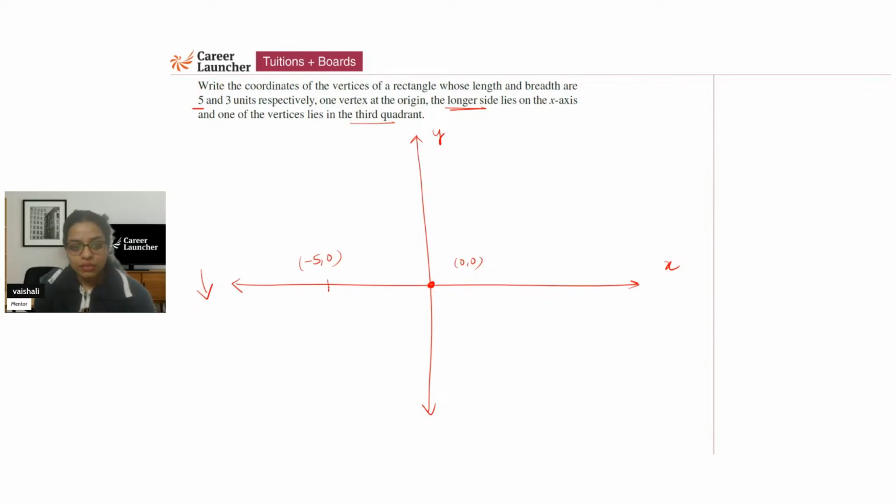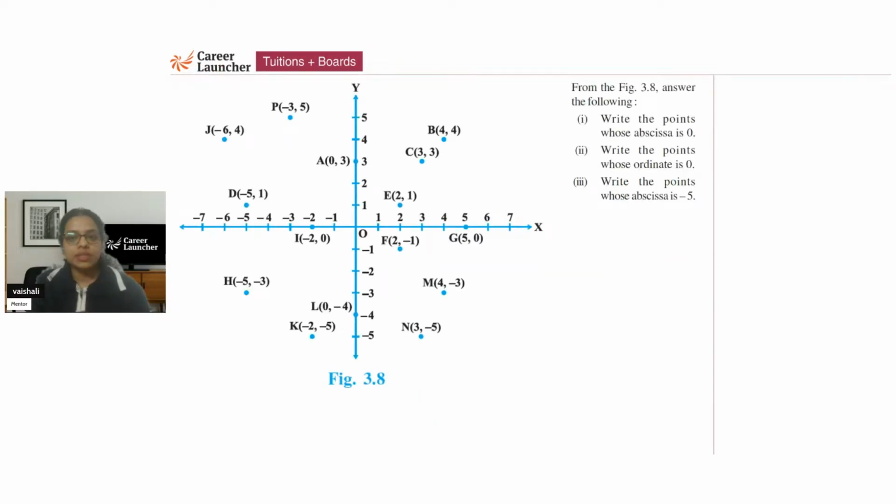And if I'm going to extend this down to 3 units, because my breadth is 3, so you will say this is going to be 0 comma minus 3 or minus 5 comma minus 3, and these are the 4 coordinates of my particular rectangle. So what are they asking us? To write the coordinates, and we have written them. Now let's move on to the next question, which is question number 17.